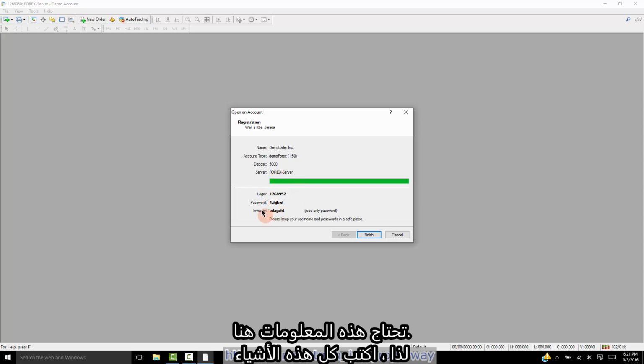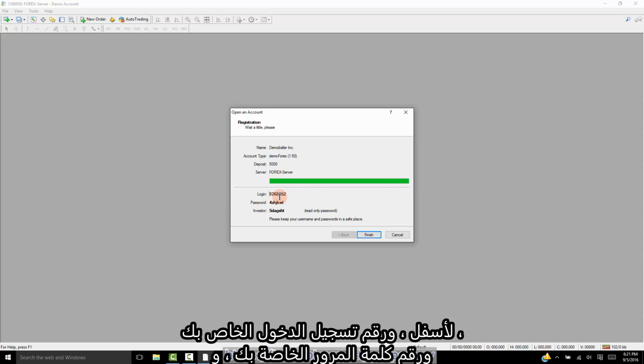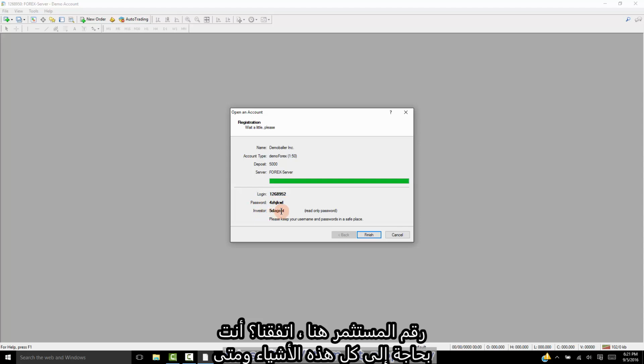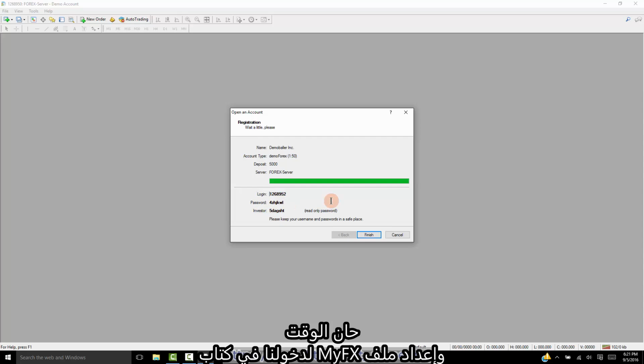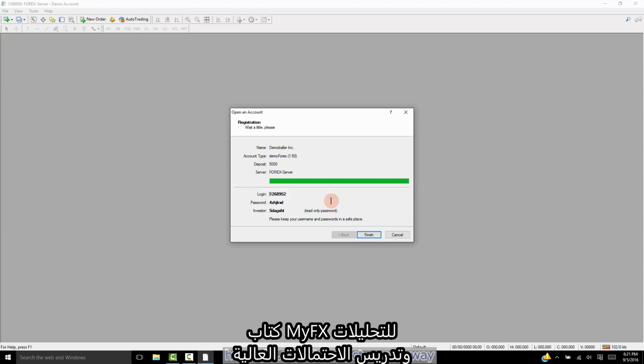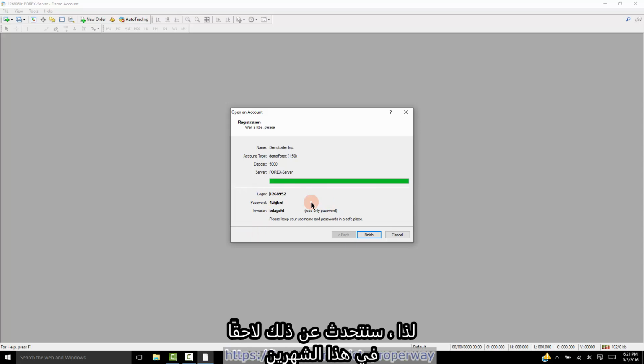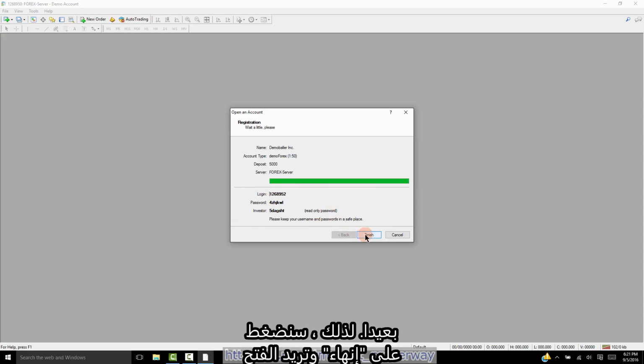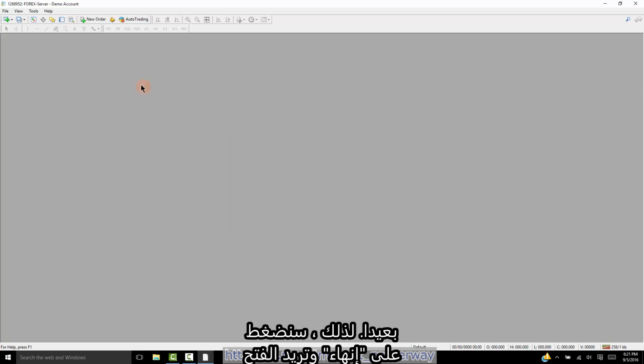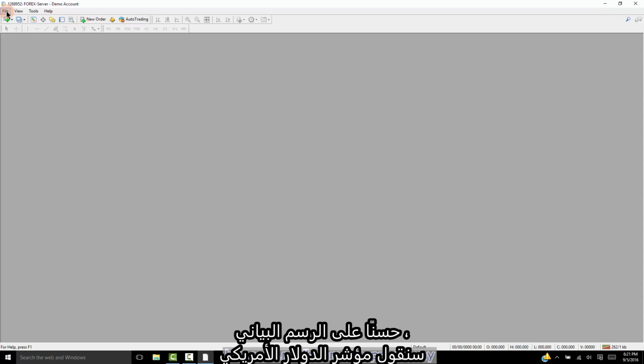But you need all this information here. So write all these things down: your login number, your password number, and your investor number here. Okay, you need all those things. And when it comes time for us to go into the MyFX book and to set up a MyFX book for analytics and teaching high probability setups, we'll need all this information to sync up. Okay, so, but we'll talk about that later on down. It's a couple months away. So we're going to click on finish, and you want to open up a chart.